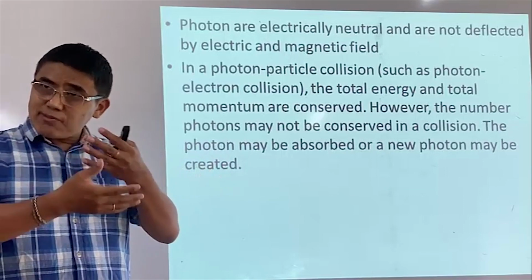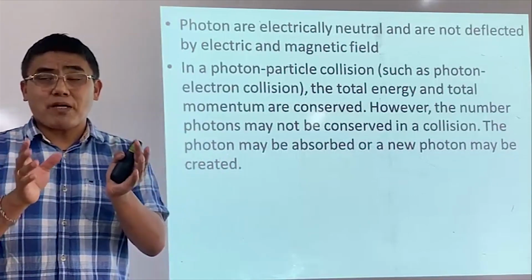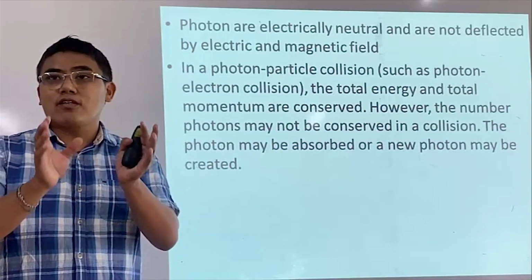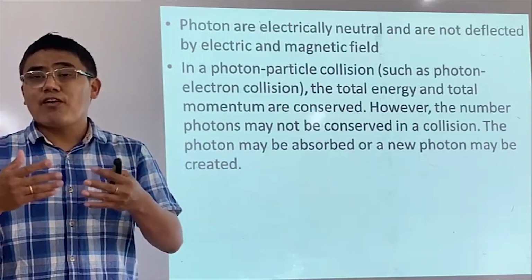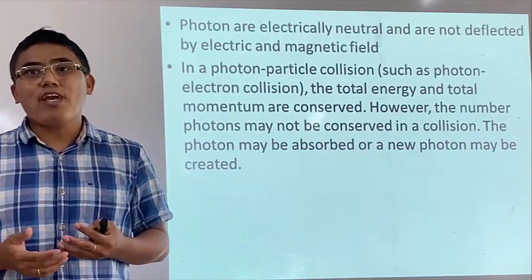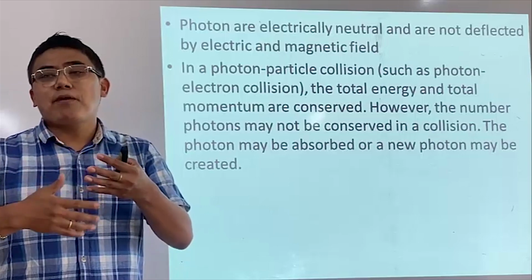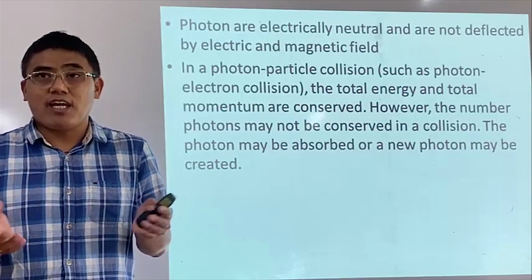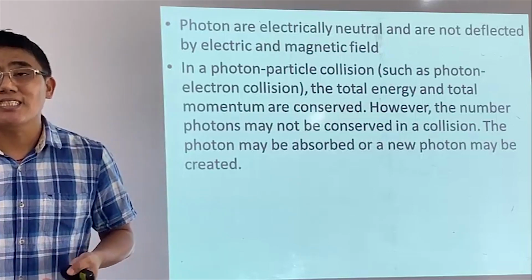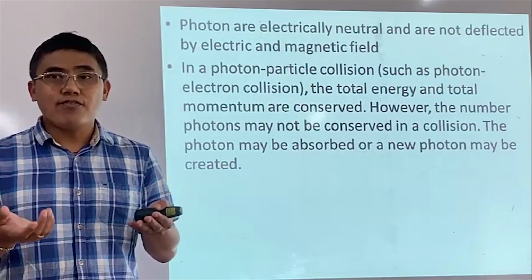So depending on the experiment, depending on the particular situation, light behaves differently. If light is allowed to pass through a slit, light behaves like a wave. If light interacts with matter, light behaves like a particle. So this is what we have. In a way, light has particle nature as well as wave nature.